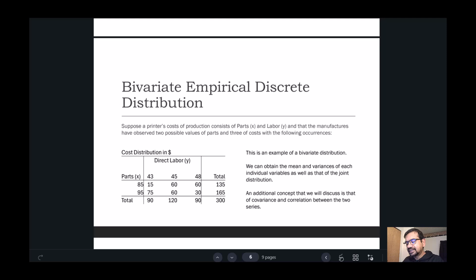Before we do any analysis with this bivariate distribution, we should convert these individual cells into relative frequency. We know that there are 300 observations. We'll divide each cell by 300, and we will get relative frequency. This will help us look not only at the individual expected value of costs contributed by parts and labor and the variances, but also at a new concept called covariance, a relationship between these two cost components. So we'll look at covariance and correlation between the two series as well.